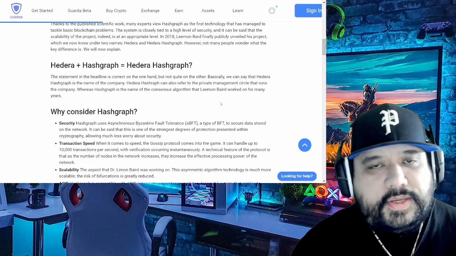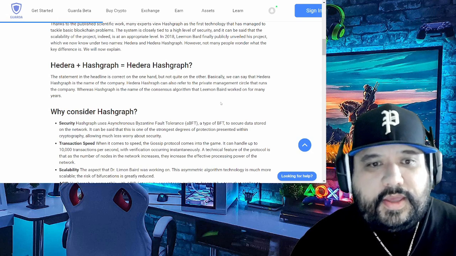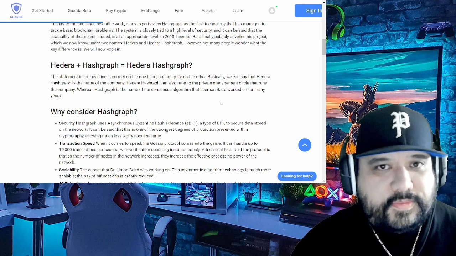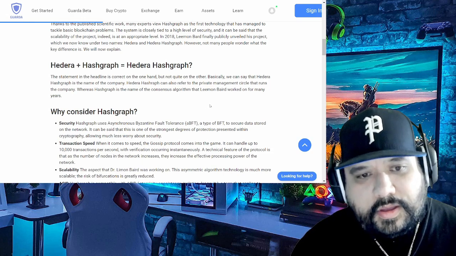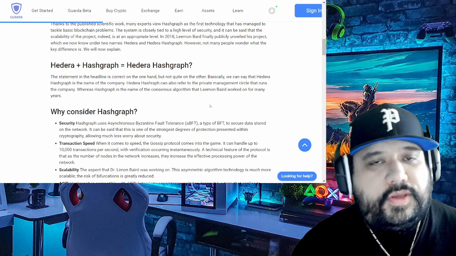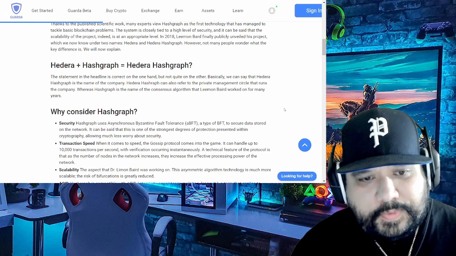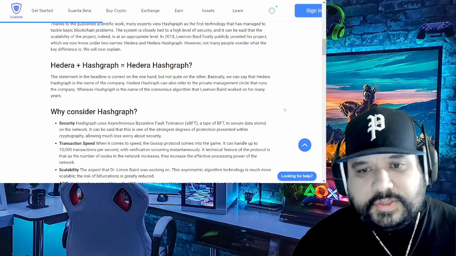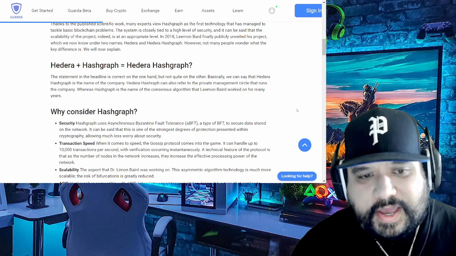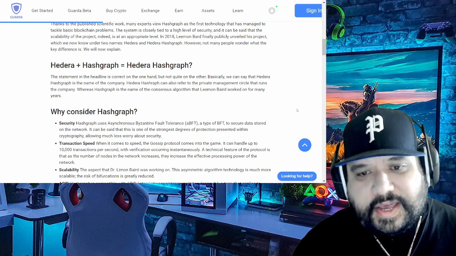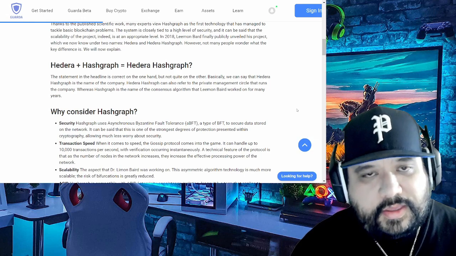So it's just that Hedera plus Hashgraph equals Hedera Hashgraph, right? Well, question mark. It says the statement in the headline is correct on the one hand, but not quite on the other. Basically, we could say that Hedera Hashgraph is the name of the company. Hedera Hashgraph can also refer to the private management circle that runs the company, whereas Hashgraph is the name of the consensus algorithm that Dr. Leemon Baird worked on for many years.